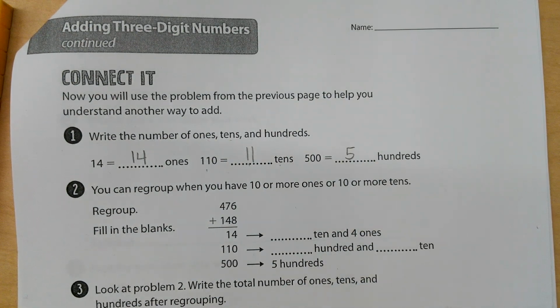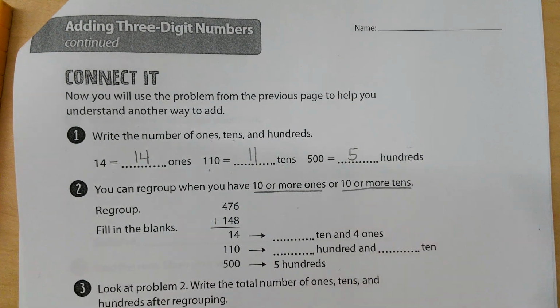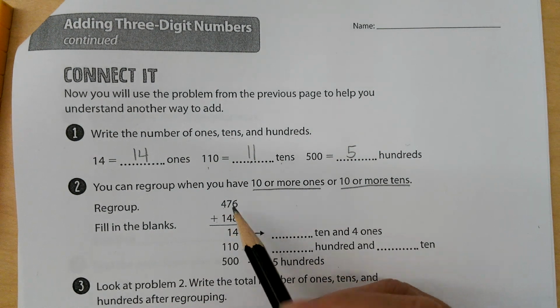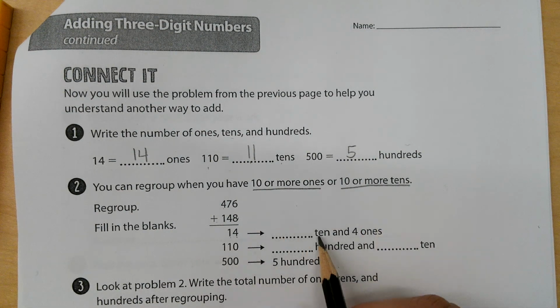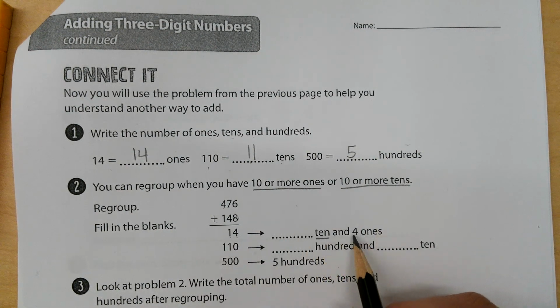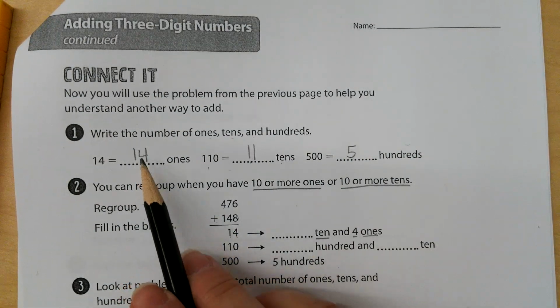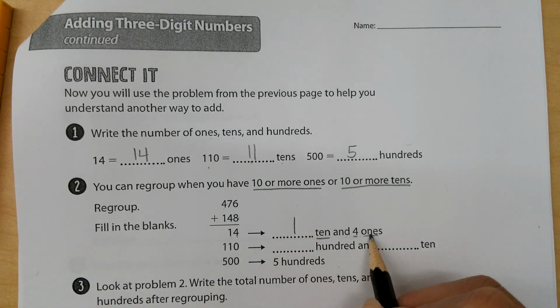And then we're going to regroup on the next problem. So you regroup whenever you have 10 or more ones, 10 or more tens. So in this problem, we have 476 plus 148. That leaves us with 14 ones. And so we need to regroup them. And we need to take 10 away so that we can have a 10. And then we have 4 ones left. So instead of just saying we have 14 ones, now we want to say that we have 1 ten and 4 ones.